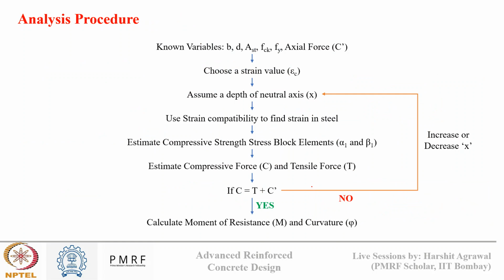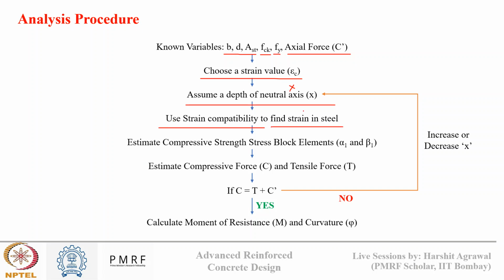So how do we proceed with analysis of this section? Again, we know the dimension of reinforced concrete, we know the area of steel, we know the grade of concrete, and we know the grade of steel. And in this case, there is an additional element that we will know, that is the axial compression force which is acting, which is C dash. Now here again, we'll choose a strain value in concrete, epsilon c, and we'll assume a depth of neutral axis. Okay, any depth we'll assume initially. Now using strain compatibility, we'll find the strain in steel.